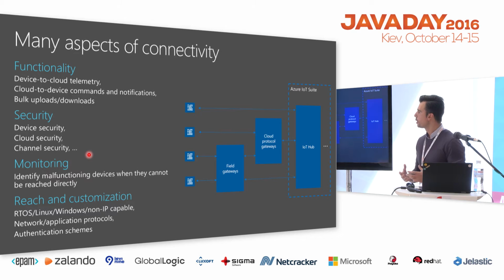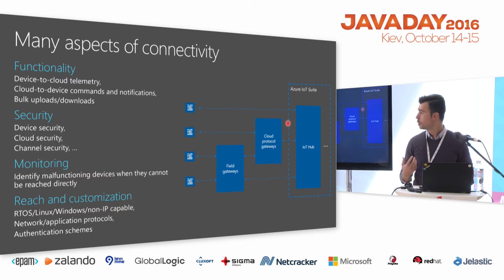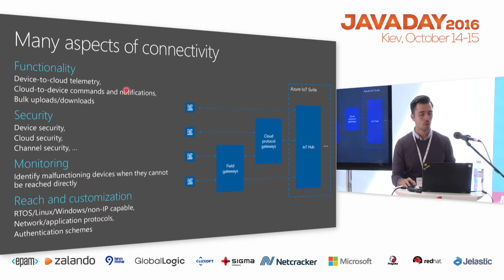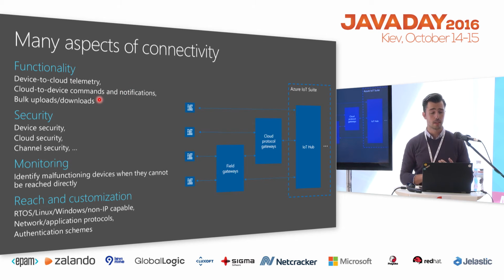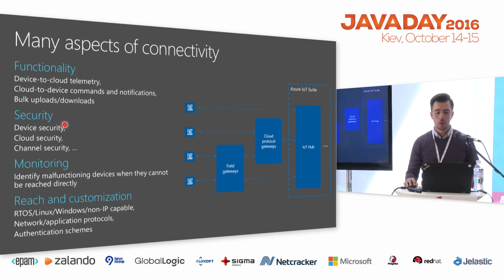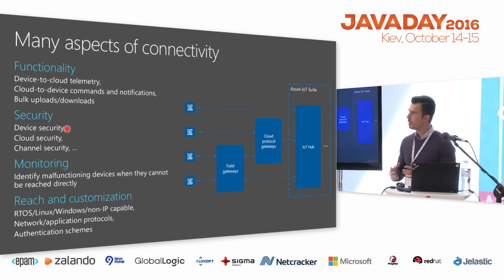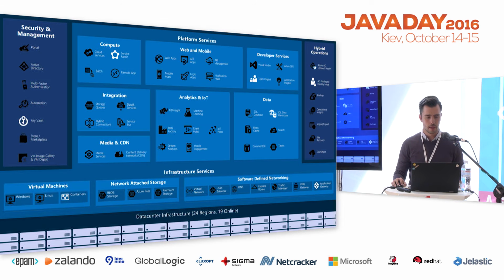So essentially, if you have a data ingestion point where you would need to connect your devices, you're looking for a functionality that would allow you to connect device to cloud to send telemetry. You need to be able to communicate back to the device. You should be able to probably upload data in bulk. You need to take care of the security. You should be able to monitor it. And you are really looking for something that could allow you a broad reach of this vast number of platforms that are available out there.